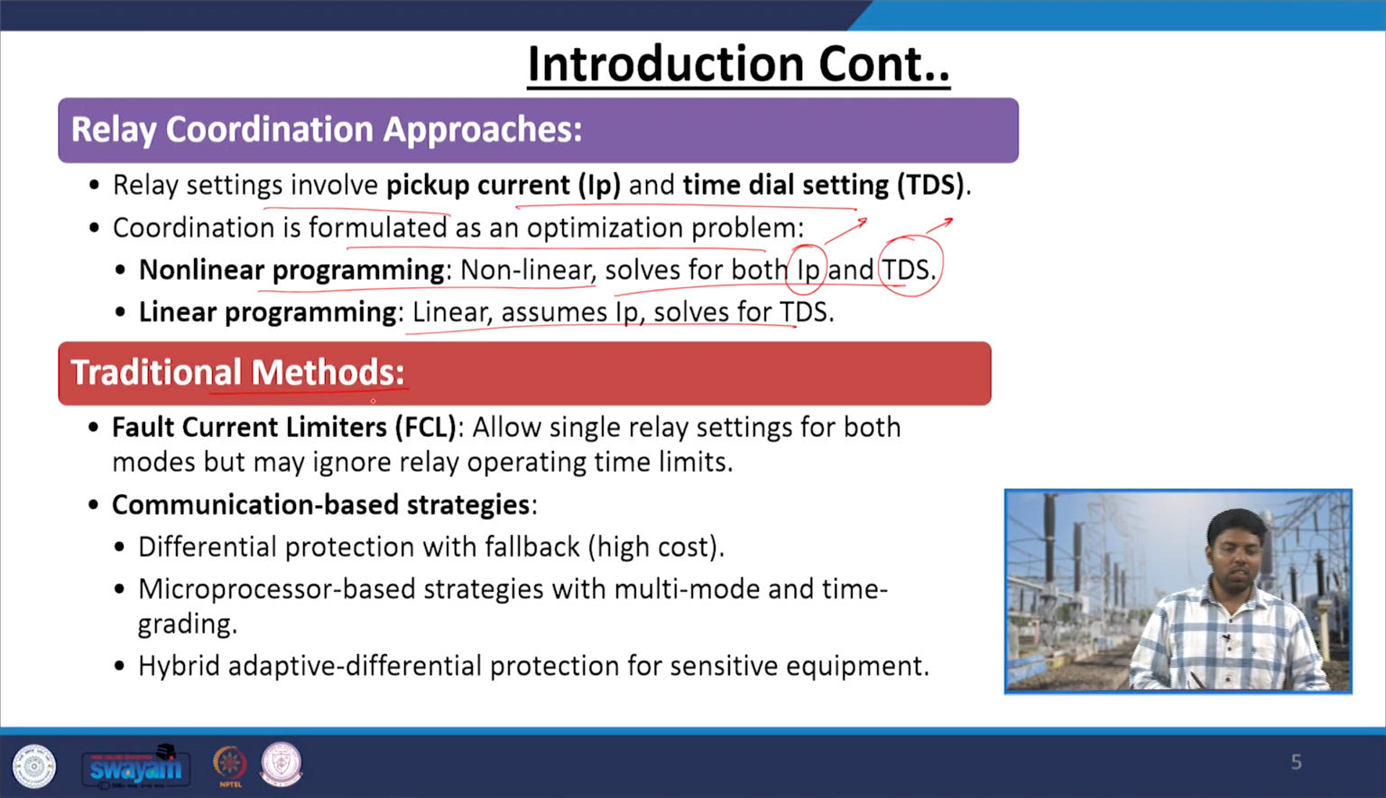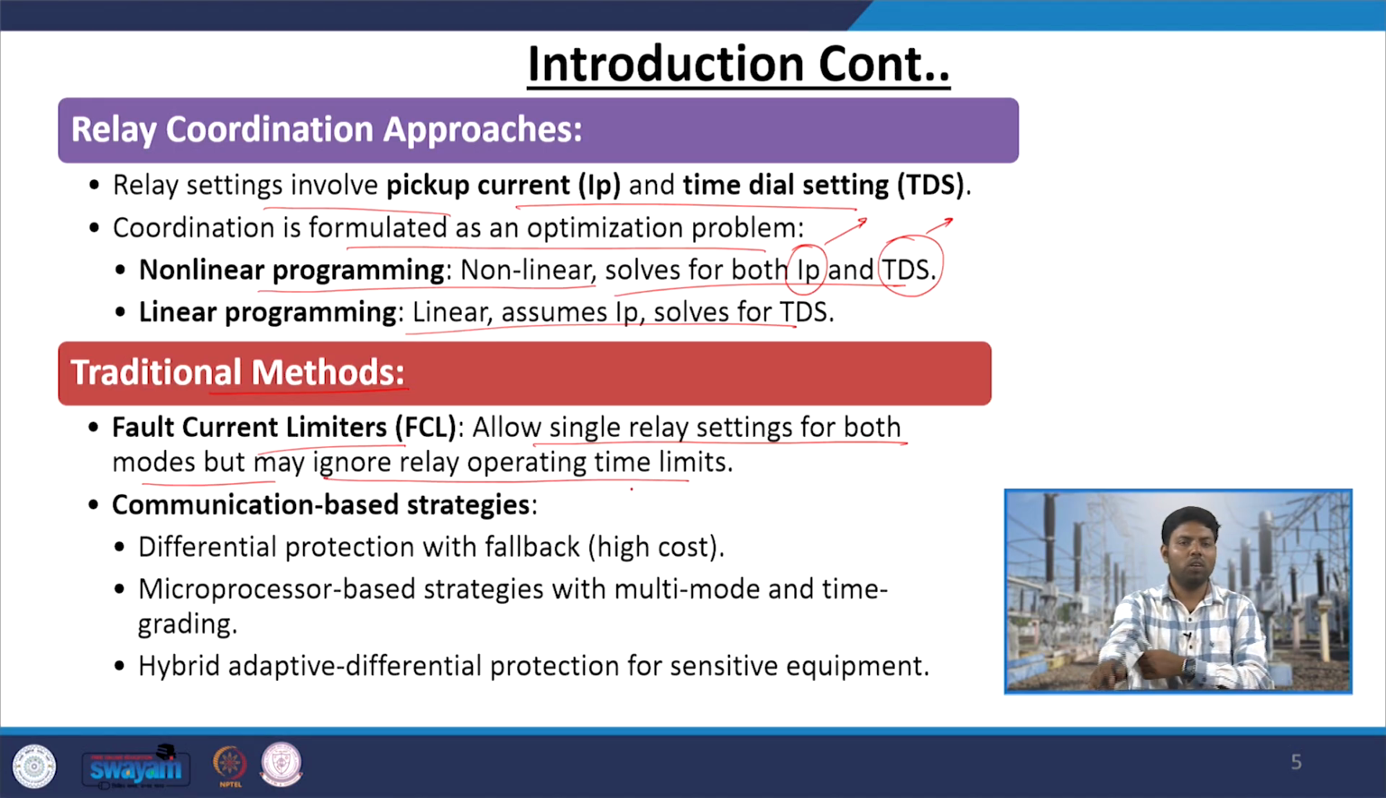So, what are the traditional methods? You can use fault current limiters, allow a single relay setting for both modes, but may ignore relay operating time limits. So, you can put a fault current limiter before the relay, and that fault current limiter will reduce the current. That will allow the relay to operate properly, but that has nothing to do with the time of operation.